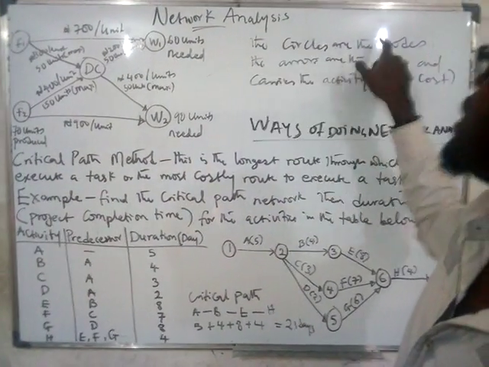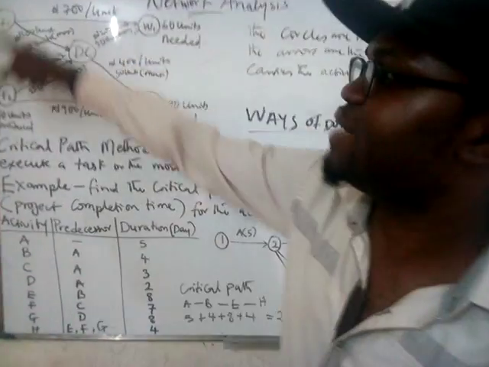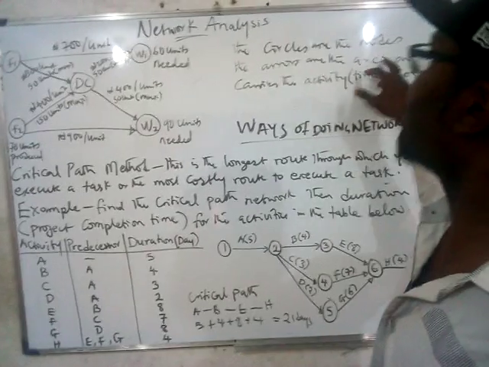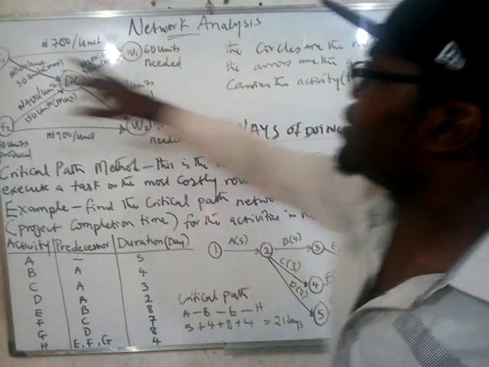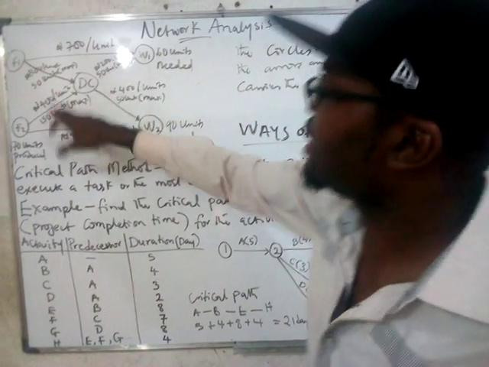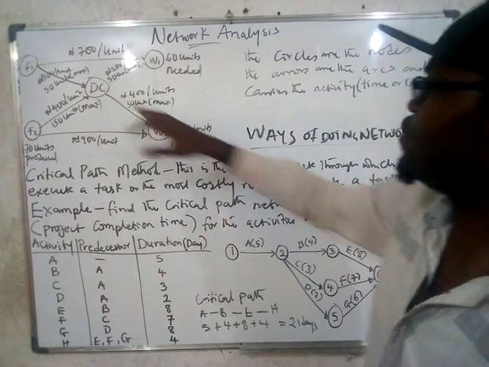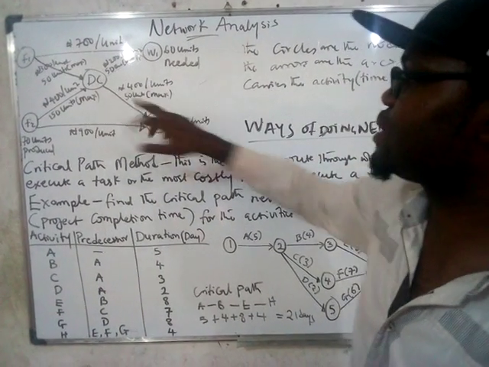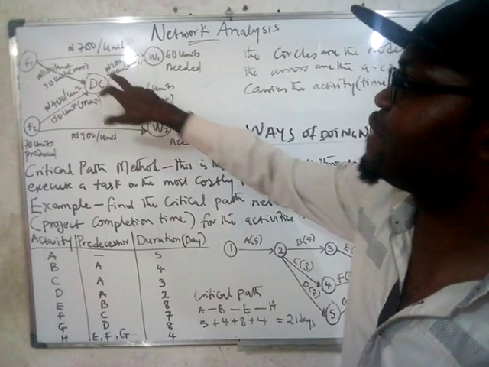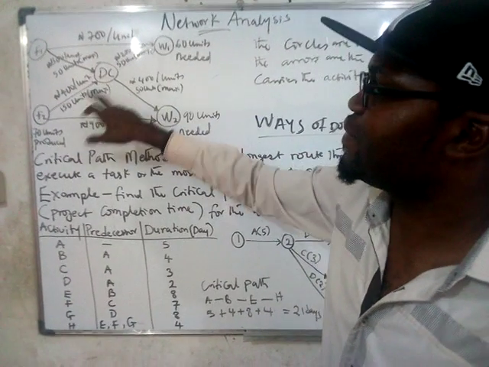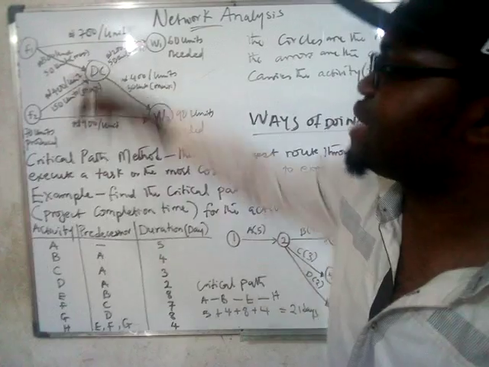So here the circles are the nodes. These circles are known as nodes. F2, F1, DC, they are known as nodes. Whereas the arcs, the lines with arrows, are known as the activities, and they could depict time or cost. Like you can see, this is the cost of doing this. So these lines with arrows can be time or cost.